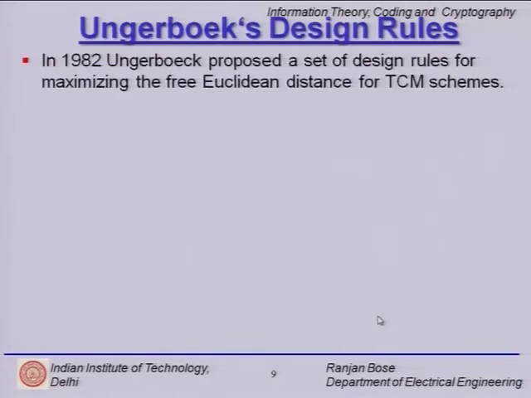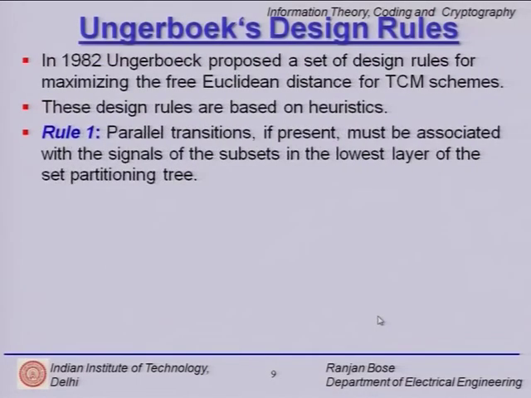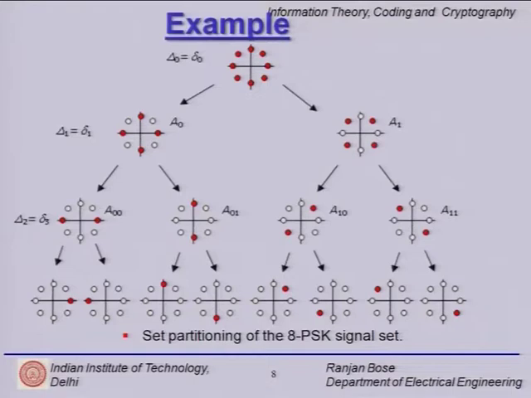Now, Ungerboeck's design rule tells us in a heuristic manner how to assign symbols to a trellis. This is rule number 1, where the parallel transitions, if present, must be associated with the signals in the subset of the lowest layer of the set partitioning tree. Which means that if you have parallel transitions in your trellis, then these opposite symbols, S0 and S4 for example, should be assigned, or S2 and S6 must be assigned to the parallel transitions, and so on and so forth.